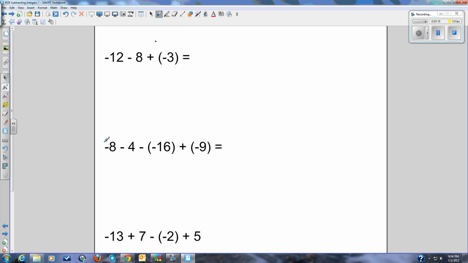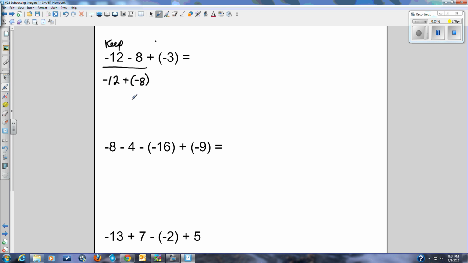Let's go on to the next page. Now, here we have several numbers that we're adding and subtracting. We're just going to take them 2 at a time and work from left to right. Remember, you do addition and subtraction from left to right. So let's start with negative 12 minus 8. It's a subtraction problem. So you keep the first number of negative 12, the minus changes to plus, and change the sign on the second number.